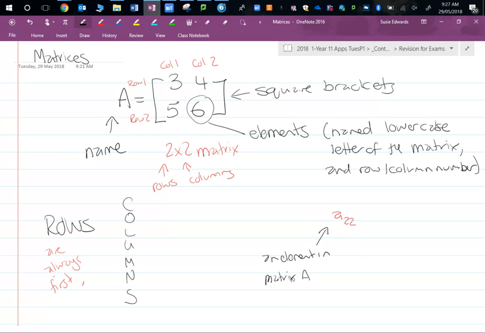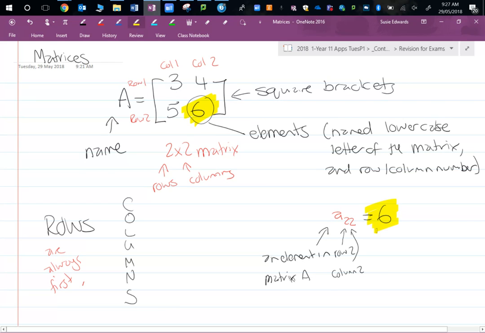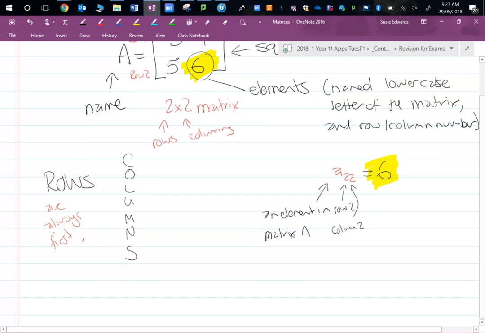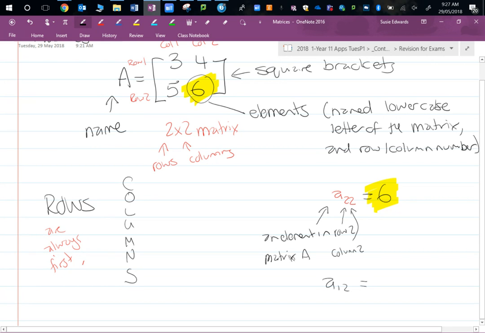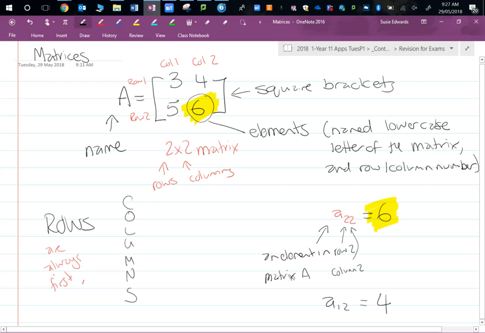What does the 2, 2 stand for? Row 2 and column 2. So which element in matrix A is in row 2 and column 2? 6. So A22 equals 6. So it's this one. So what if I said A12? What's that saying? An element in matrix A in row 1, column 2. So therefore, it equals 4. They always ask you one of these questions and everybody messes up because they've just forgotten about this little thing, okay? So elements are labelled with a lowercase letter for the matrix they're in, the row number, and then the column number. Any questions to there?